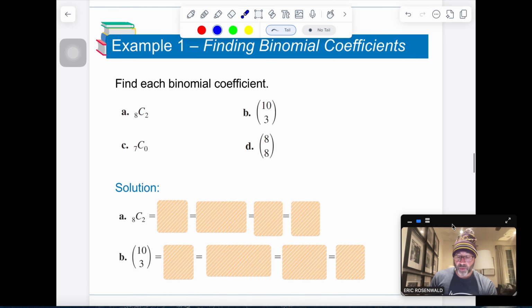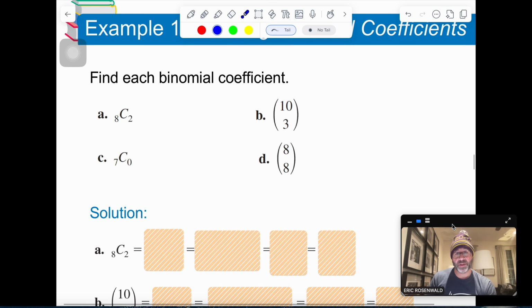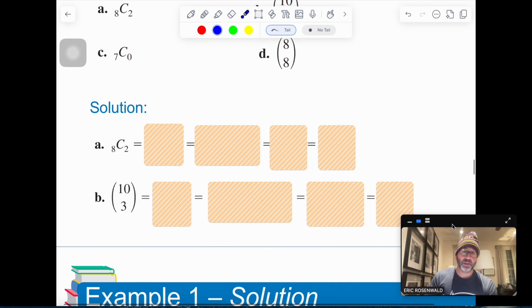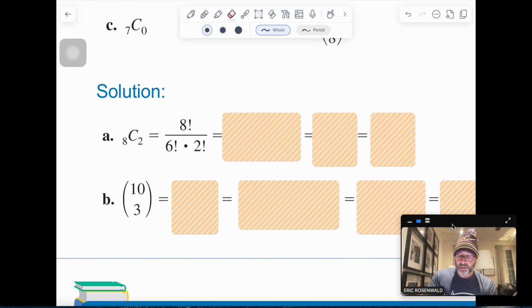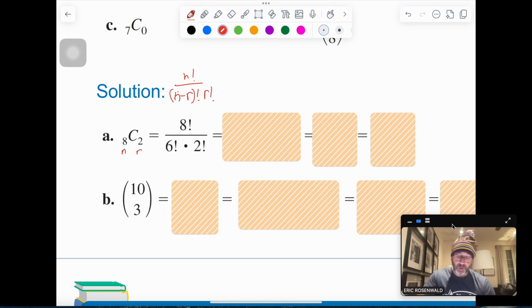And so we're finding the binomial coefficients of 8C2, 10C3, 7C0, and 8C8. Let's take a look at what these actually look like. So that 8C2 stands for, this is my n, this is my r. The formula again is n factorial divided by n minus r factorial and then r factorial. And so literally you're just plugging those values in there.